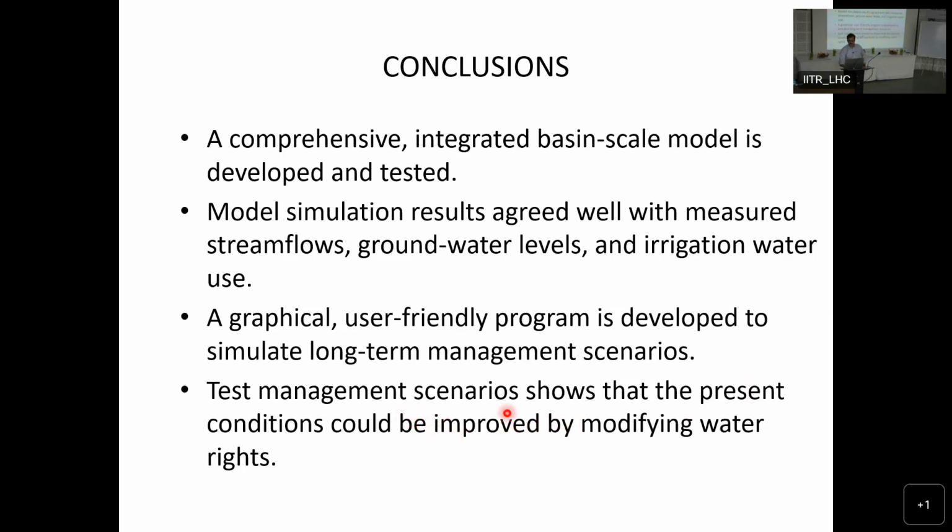So test management scenarios show that the present conditions could be improved by modifying water rights, and then we give it away to the decision makers. They have to make decisions. They evaluate these scenarios, but at least they are doing this evaluation not by picking something out of thin air, but by using something that replicates the system reasonably well. So the decisions are more informed decisions. And it is far easier to convince stakeholders: look, this is not me doing it, this is our best understanding. So let me stop over here and see if you have any questions that I might be able to answer.